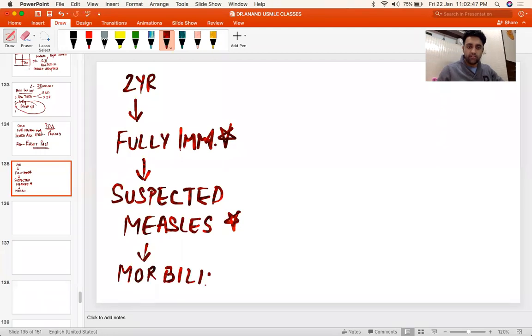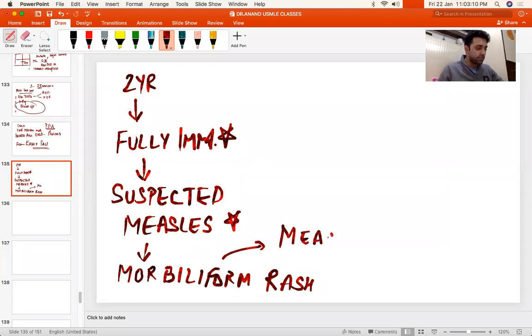What is morbilliform rash? Anyone? Any random guesses? A 2-year-old child, fully immunized, suspected case of measles, came to you, and on examination you elicited a morbilliform rash. Rohan, what do you think? So morbilliform rash means a measles-like rash, same as maculopapular, something like a viral rash, a measles kind of a rash.